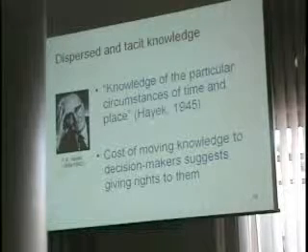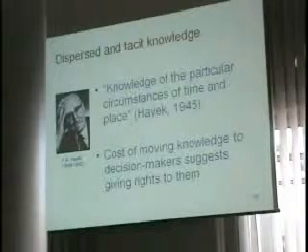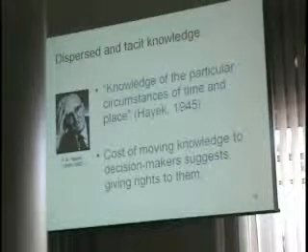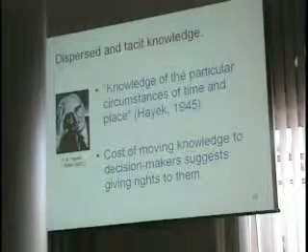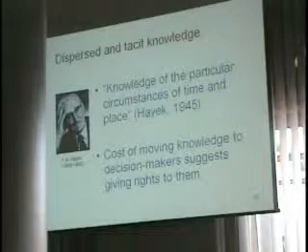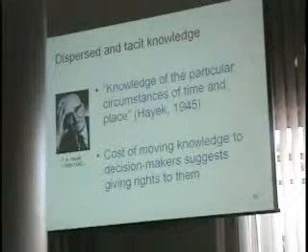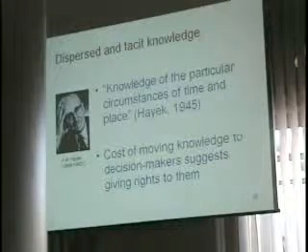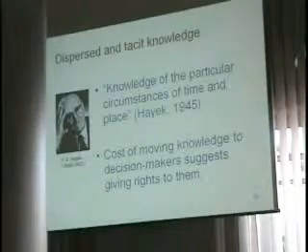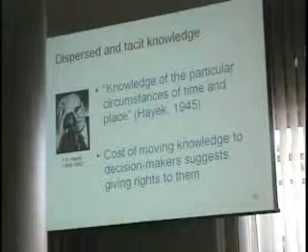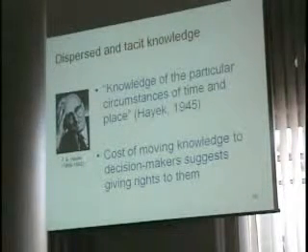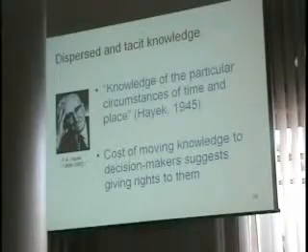So this is the knowledge of particular circumstances of time and place, which we can call tacit, following Michael Polanyi, and dispersed knowledge. One aspect of this that Hayek left out is the idea that if you want to move the knowledge to the decision makers, if you want to move the knowledge that you need to the decision makers having that knowledge, you might as well give them the right to use that knowledge. You might give away the rights of knowledge use instead of constraining that knowledge use.